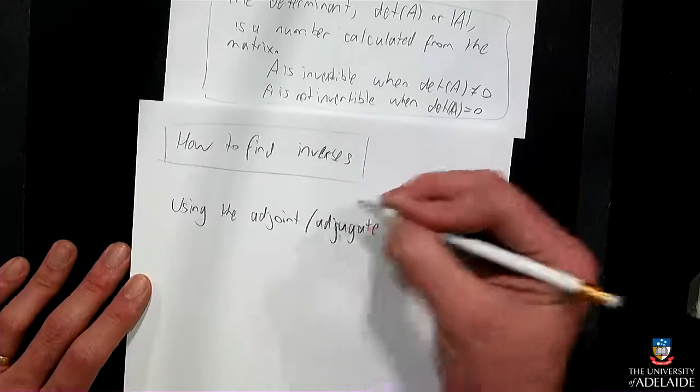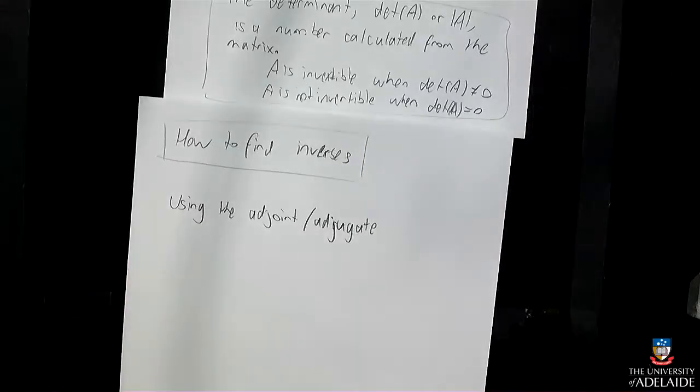So adjoint is what it's usually called in Australia and probably the USA. Adjugate is what it's usually called in Europe. And I like to call it adjugate because adjoint has another meaning in other areas of maths, but adjugate only has one word.